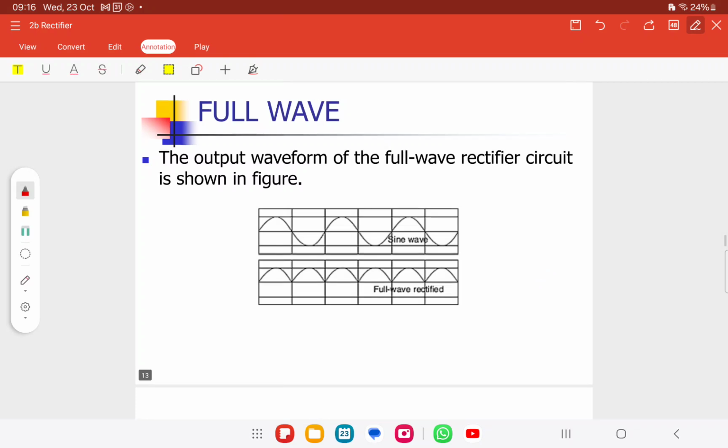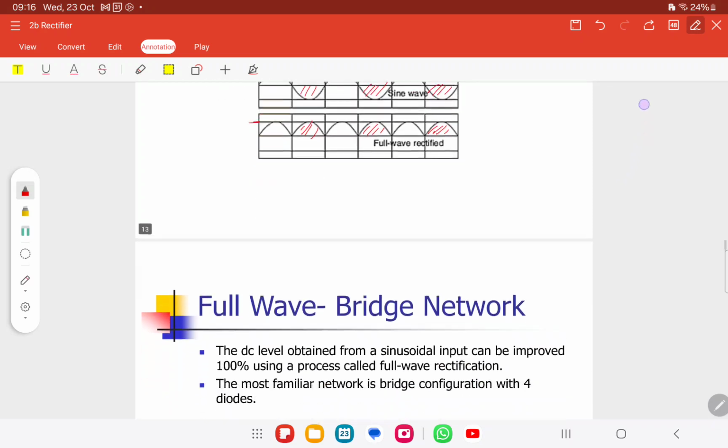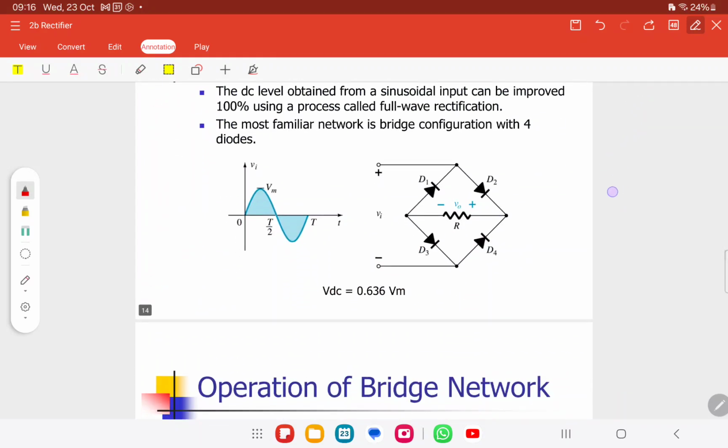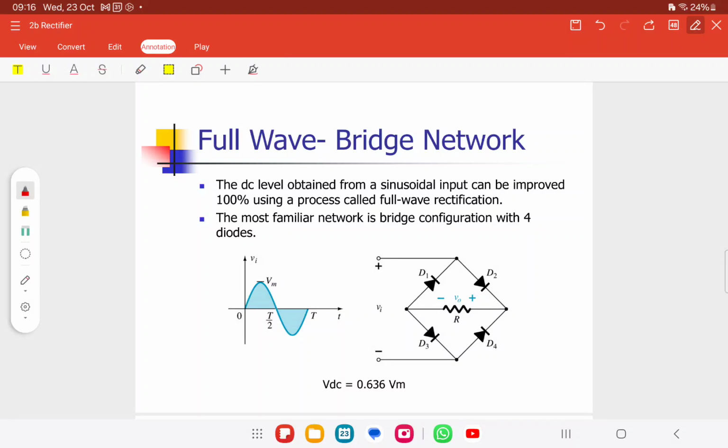Okay. Alright. So this one lah. Since kita akan rectify for both cycle, so dia akan jadi dua-dua naik atas. Yang ini naik atas ni. This one negative cycle, dia akan rectify jadi one cycle saja. Okay. This one is for full wave bridge rectifier network.